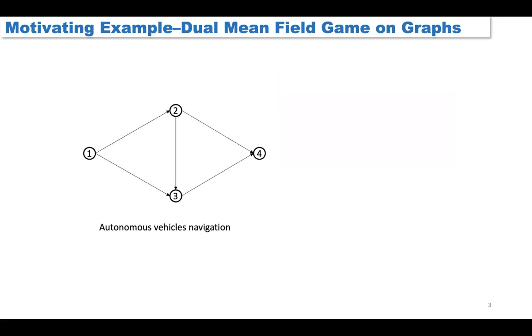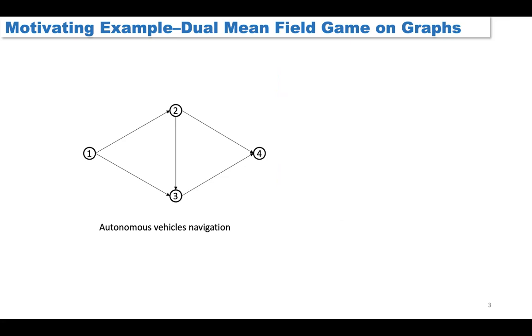In this work, we focus on a more complicated mean field game. We call it dual mean field games on graphs, which models decision-making on both nodes and edges in the graph. This game is motivated by the following examples.